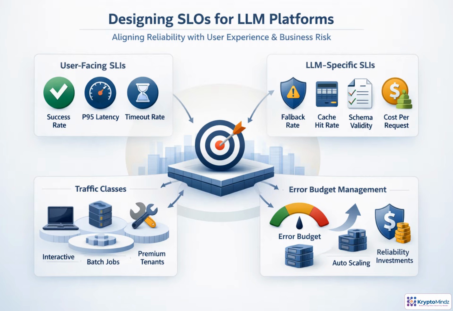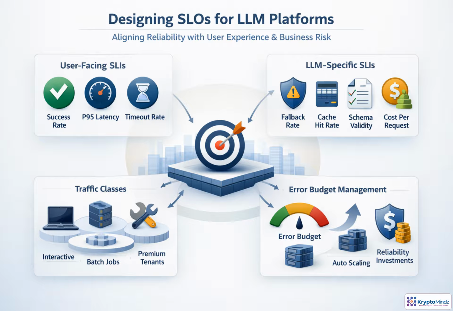Good SLOs translate reliability into promises users can feel. Start with user-facing signals. Did the request succeed? Was it fast enough? Did it time out? And was the response valid? Then add LLM-specific signals, such as fallback usage, cache performance, schema validity, quality gate pass rate, and cost per successful request.